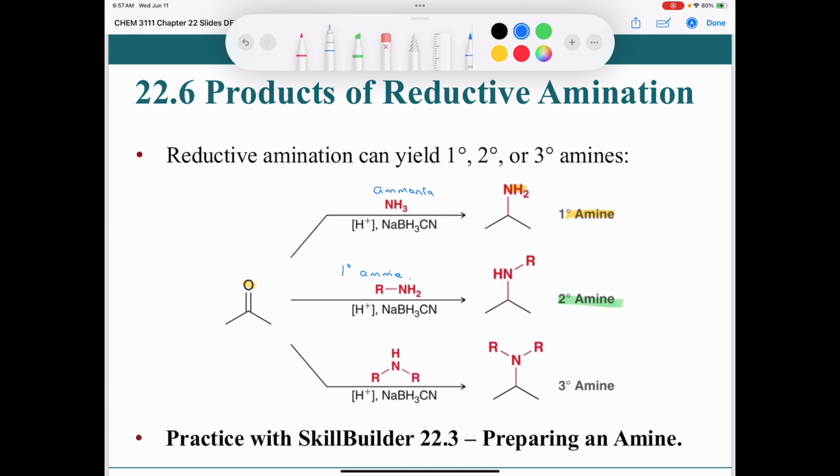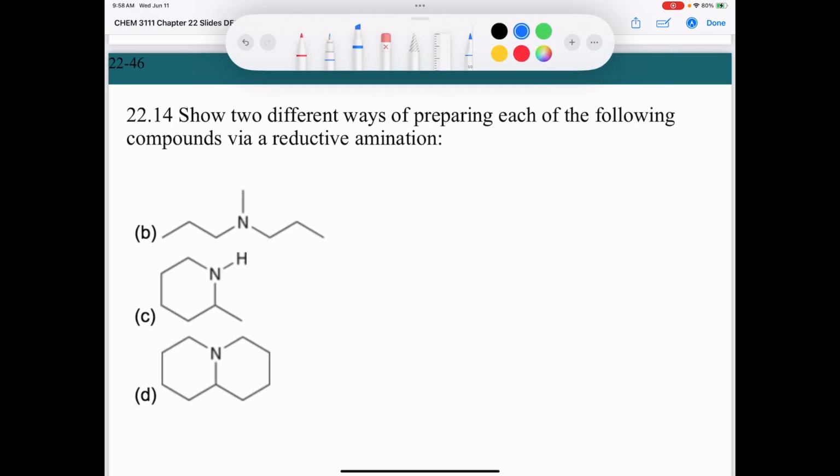So then if we have a secondary amine in our reaction flask, it's going to react with our carbonyl, aldehyde or ketone, to make our imine, and then that's going to get reduced by the sodium cyanoborohydride. And now we end up with a tertiary amine. So you can see the trend here. If you use ammonia, you get a primary amine. If you use a primary amine in your flask, you get a secondary amine as your product. And if you use a secondary amine as a reagent, you end up with a tertiary amine as your product. Now, the best way to master reductive amination is to practice it.